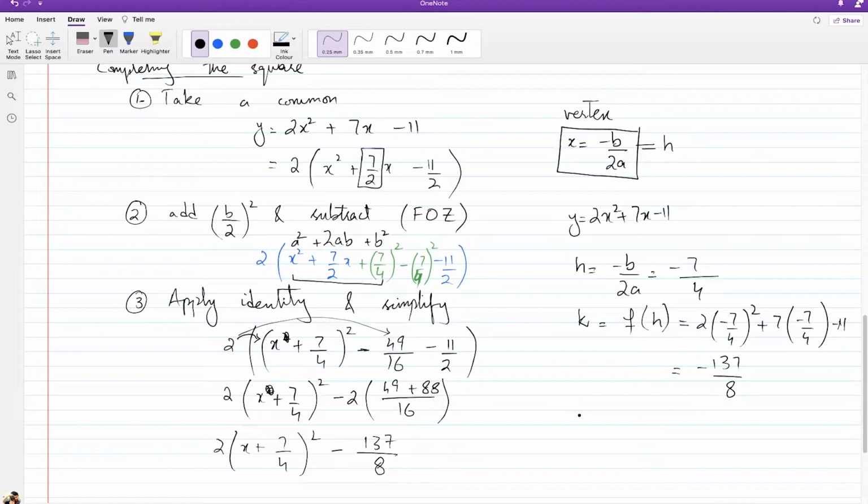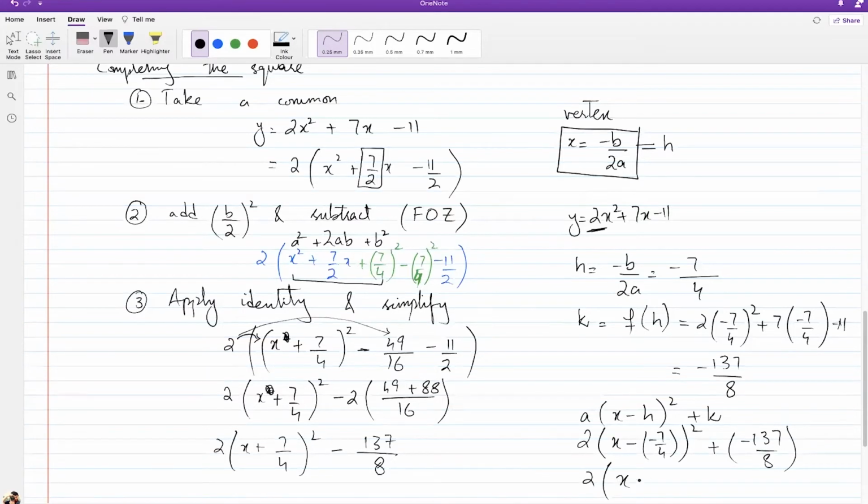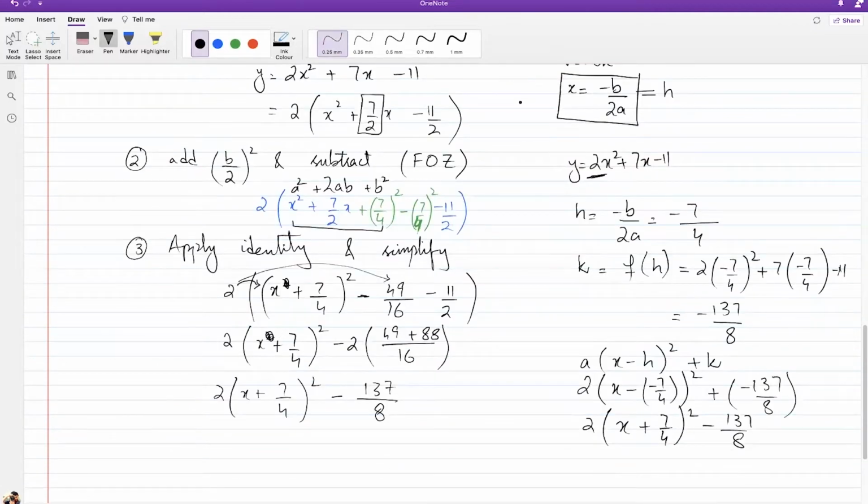So you plug it into the equation, a times x minus h whole square plus k. You know a is 2 from here. X minus h is x minus minus 7 by 4, plus k, minus 137 by 8. And that way we don't have to do the process of completing the square. We have directly done it. So 2 ways of doing the same thing. One is called completing the square. The other is called the HK method.